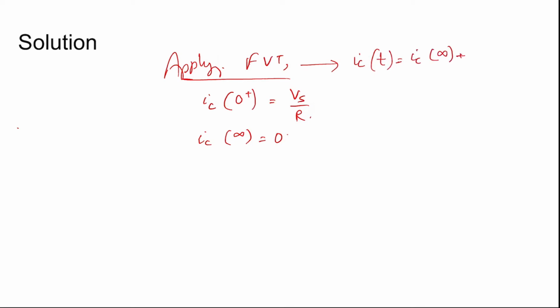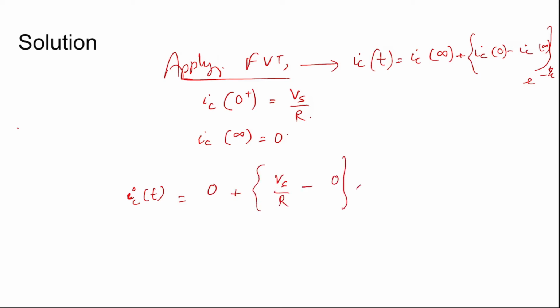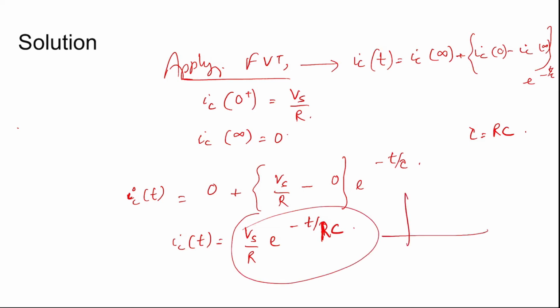The theorem states that Ic(t) equals Ic(infinity) plus Ic(0) minus Ic(infinity), whole into e to the power minus t by tau. Then Ic(t) can be written as Ic(infinity), which is 0, plus Ic(0), which is Vs by R, minus Ic(infinity), which is 0, into e to the power minus t by tau. Now tau here is RC, right? So we can write Ic(t) equal to Vs by R e to the power minus t by tau, where tau is RC, so minus t by RC.